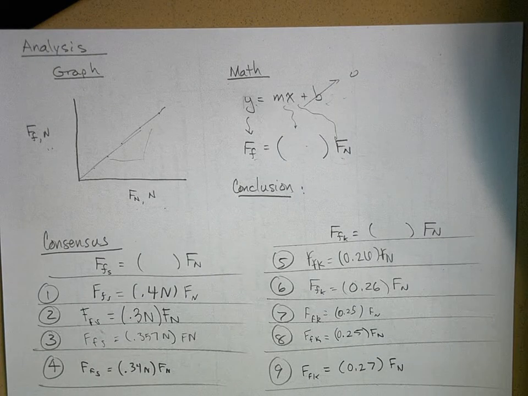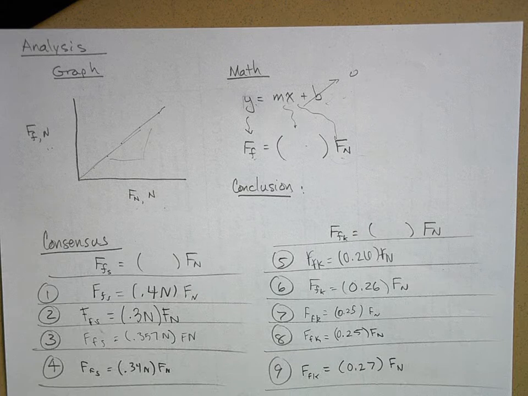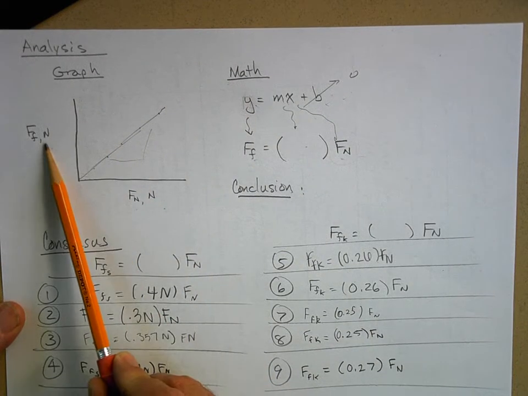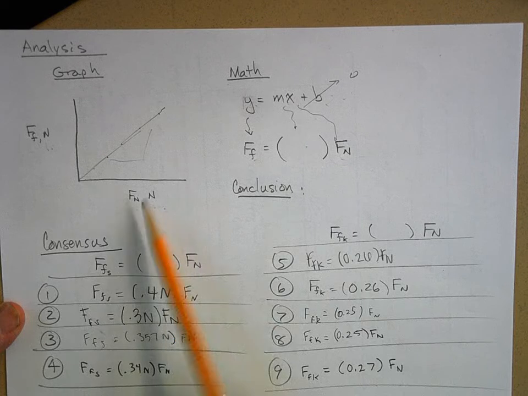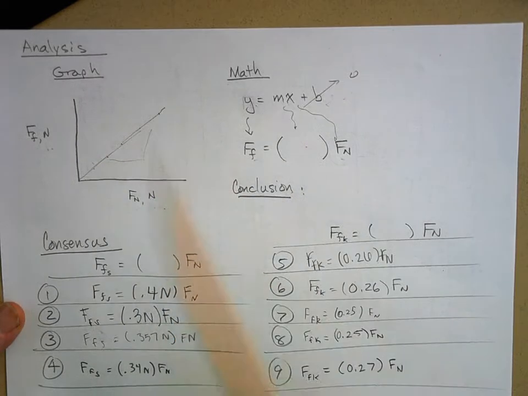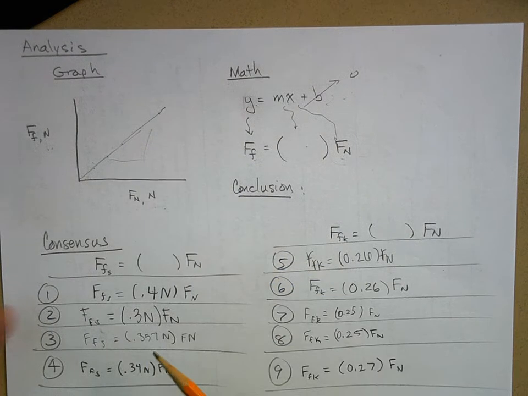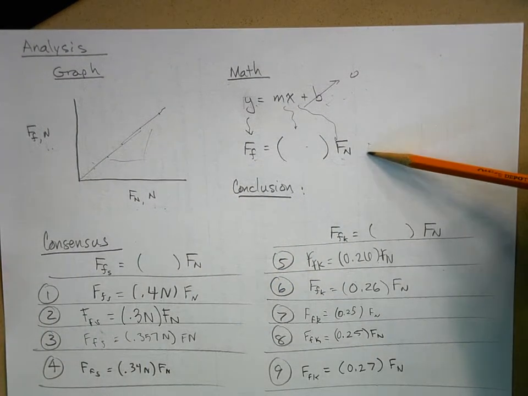Let's do the consensus for the friction lab. And here's what I expect to see in your notebook when I grade it. You have your data table, and then after you have your data, you should graph your data. You should have your force of friction in newtons as a function of normal force in newtons, and it should come pretty close to a straight line. So draw your best fit straight line through your data, and then come up with your mathematical model.